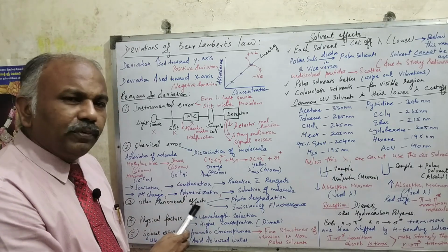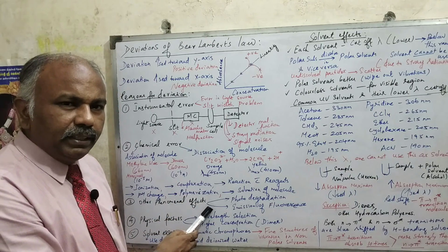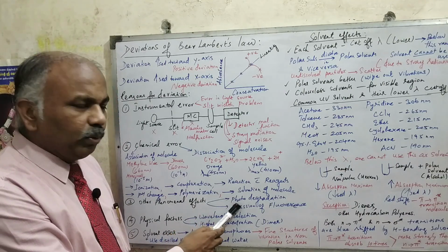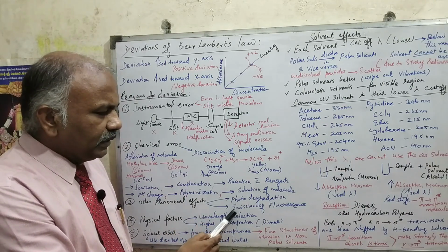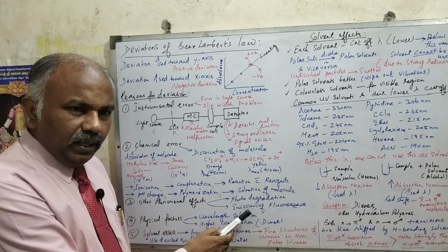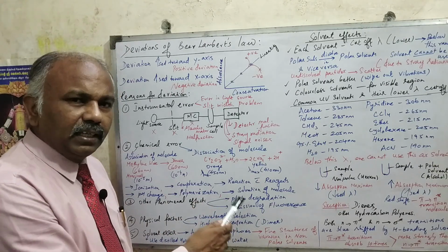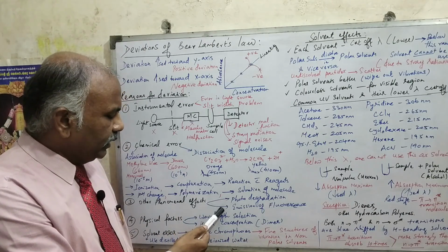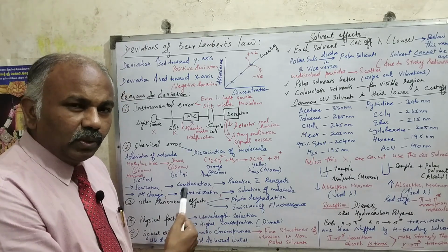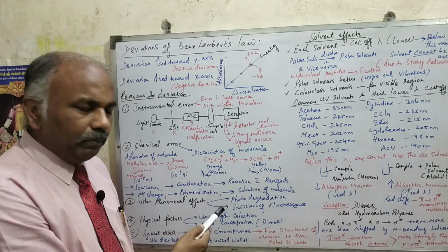Now comes other phenomena which also lead to deviation of Beer-Lambert's law, such as photodegradation of the molecule as well as emission of fluorescence. Our original principle is absorption, but here emission of fluorescence is an unwanted phenomenon that also leads to error in your Beer-Lambert's law.